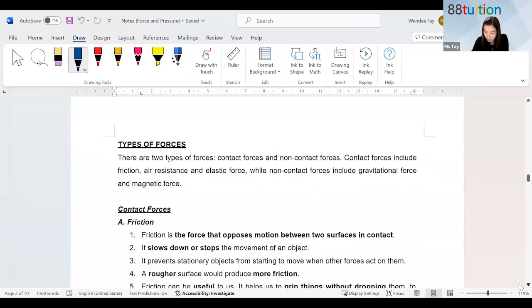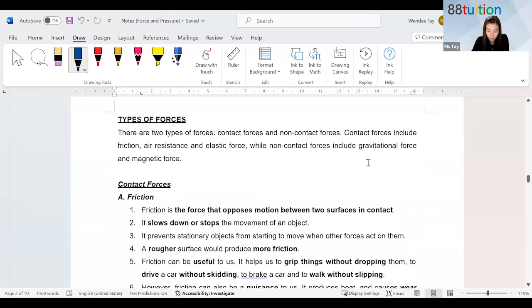Types of forces. Now you need to know this. Okay, contact forces, non-contact forces. We don't use these terms in primary school. Okay, but the words contact and non-contact, I think it is pretty obvious what they mean.